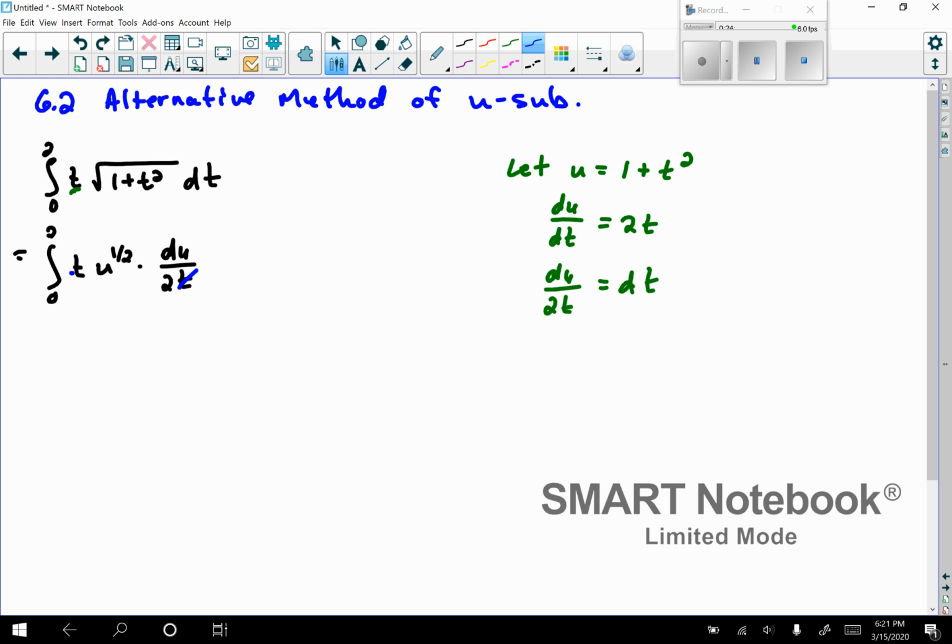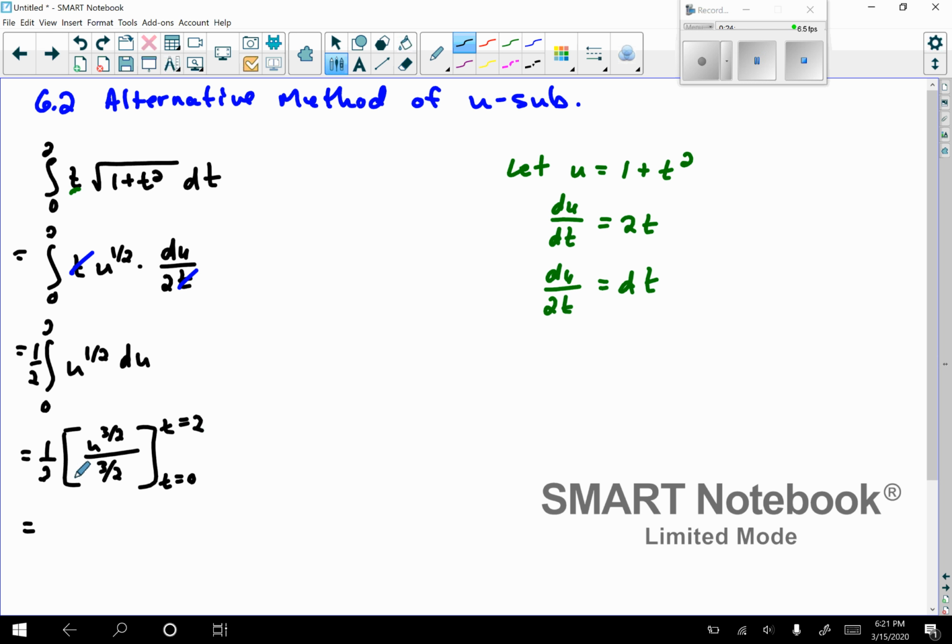Now these t's cross out. We have the integral from 0 to 2 of u to the 1/2. The 1/2 we'll put out front, and then du. So this becomes 1/2 times u to the 3/2 over 3/2. Again, t equals 0, t equals 2.